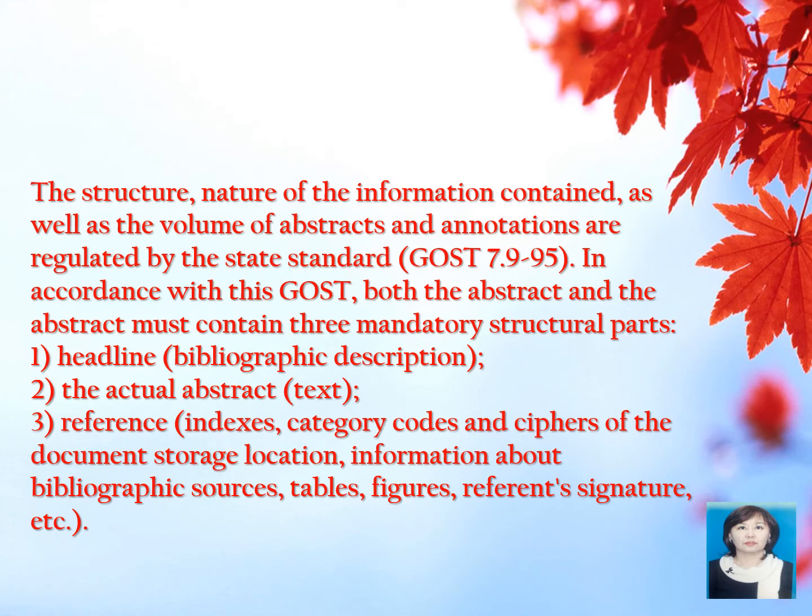The structure, the nature of the information contained, as well as the volume of abstracts and annotations are regulated by the state standard. In accordance with this GOST, both the abstract and the annotation must contain three mandatory structural parts. The first is the headline, the bibliographic description. The second is the actual abstract text. The third is the reference material: indexes, category codes, ciphers of the document, storage location, information about bibliographic sources, tables, figures, reference, signature, etc.